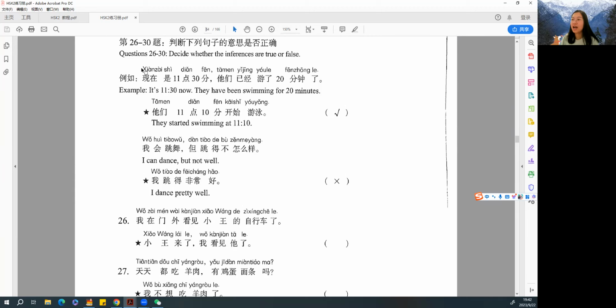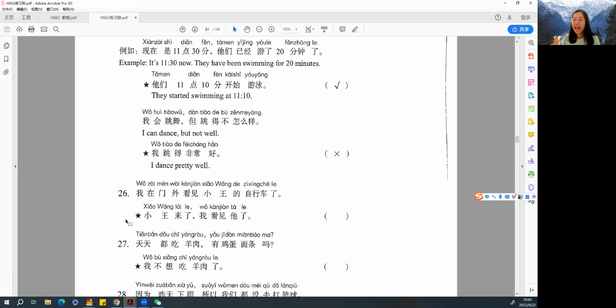But this type is not very hard because it's not ABC option choosing. It's just if their meanings are matching. So here they started swimming at 11:10, and please pay attention. Those are the examples. So they provided the English translation and just look at the exercise over here.